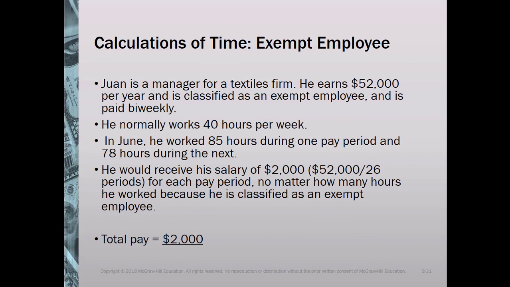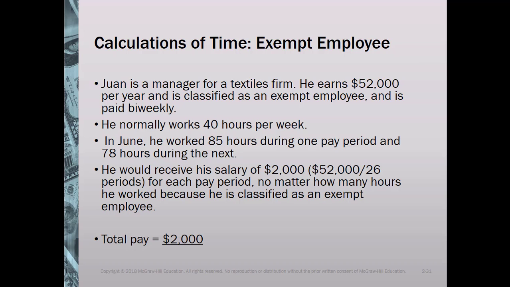So, calculations of time for an exempt employee. Juan is a manager, and he earns $52,000 a year. So, manager, that's usually, he's exempt from overtime. He's paid bi-weekly, and he normally works 40 hours a week. Busy time of year, June, he's working more than 40 hours a week. Within a pay period, he typically works 80. Well, in 1 week he worked 85, so he worked 5 hours extra.